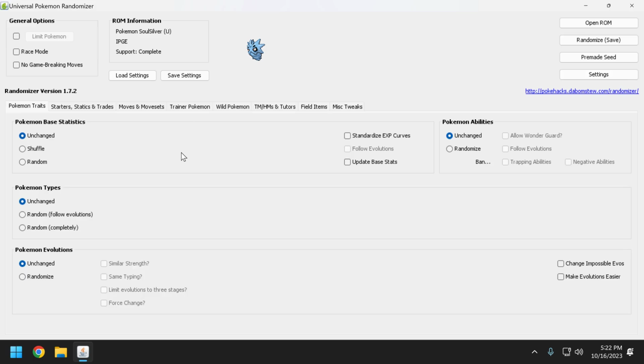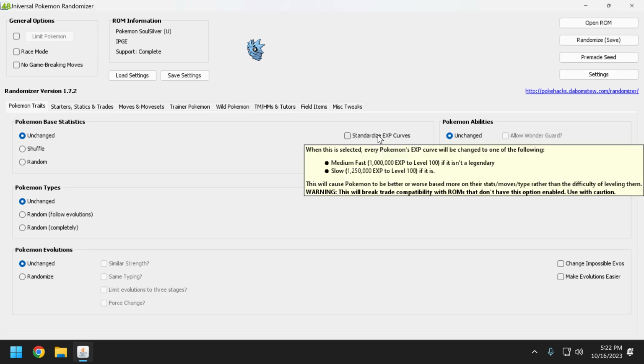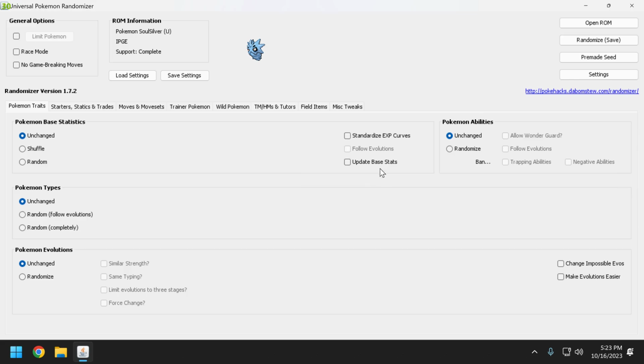Alright, a couple other things. Standardized XP curves, I would recommend putting these on because I didn't realize until I started kind of reading about this, that certain Pokemon just are harder to level up. And if you standardize it, every Pokemon levels up at the exact same rate, which is helpful when you have a randomizer going. This will have issues with trades, because trades then changes your XP curve. I think it's like 1.25 or 1.5 increased XP if you trade something. So be careful of that. I wouldn't turn that on if you plan on doing trading.